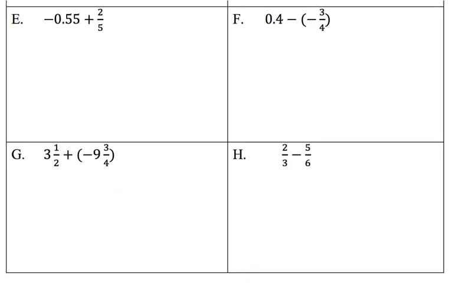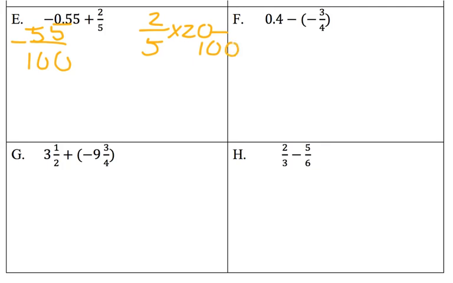So for E, we're going to use yellow. Okay, so you turn 0.55 into a fraction, or you turn 2/5 into a fraction if you want. So it's -55 over 100, and then we're going to have to convert 2/5 because it has a different denominator, or unlike denominators. We're going to multiply that by 20 to get 100, and then 20 times 2 is 40, so it's going to be 40 over 100.